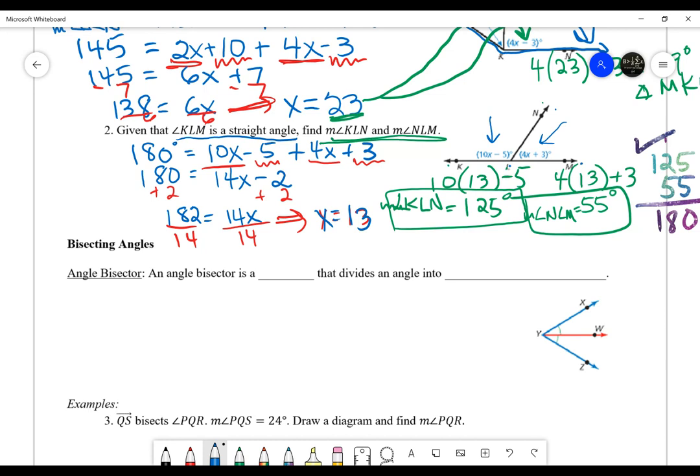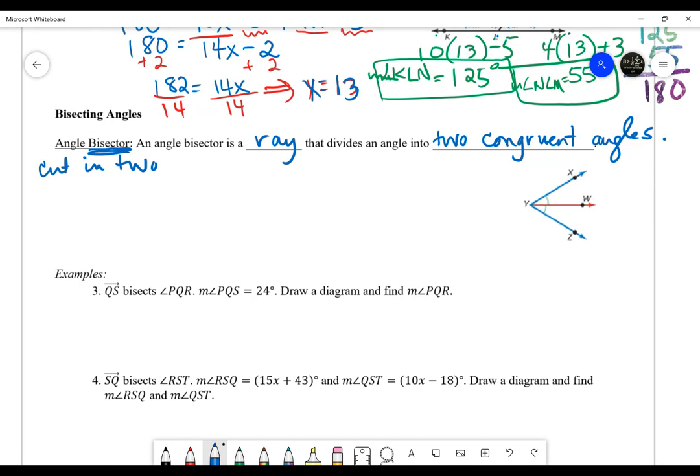Okay, so now we're going to talk about bisecting angles. It's the same type of thing, only if you know the word bisect, it means cut in two. So an angle bisector is a ray that divides an angle into two congruent angles, meaning it cuts it exactly in half. So now that you have that definition, we can use that to draw diagrams and set things equal. So it's saying to me, for an example here, that QS bisects PQR.